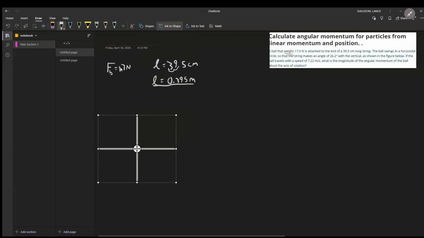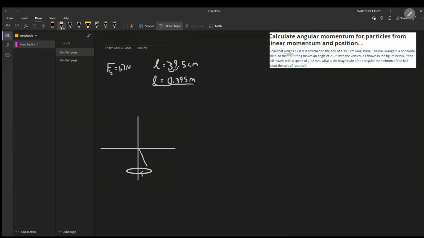So it's doing a horizontal circle, which just means it's moving in a horizontal circle. I'm going to do my best to draw it, but it's moving like this in a nice flat circle. And it might be moving to the left, it might be moving to the right. It really doesn't matter which direction it's moving. But what is important is the angle that it makes with the vertical axis.